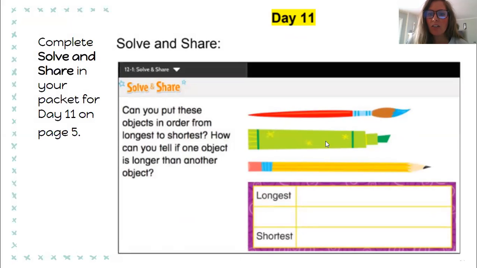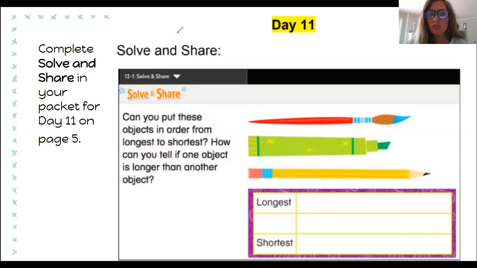So they already have each of these, they already have the paintbrush, marker, and pencil lined up. And as you can see, they are lined up from one end to the other. And when they're lined up like this, we can easily see which one is the shortest and which one is the longest and put them in order. So let's go ahead and do that together. Looking at these 3 pictures, which one is the longest?